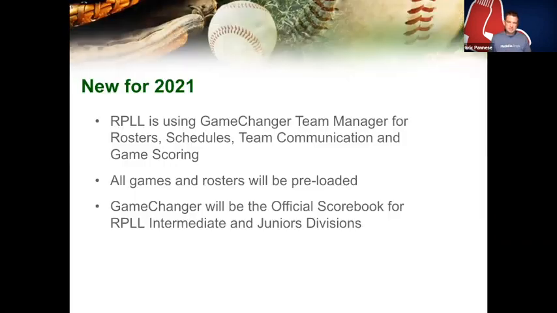So what we decided to do this year was, a lot of leagues have done this already, so we're actually not blazing any trails here, but we're going to use Gamechanger as the official scorebook for intermediate and juniors. Eventually, the goal would be to work that down to the minors divisions later, but we kind of want to flush out any potential issues with it at the upper divisions.